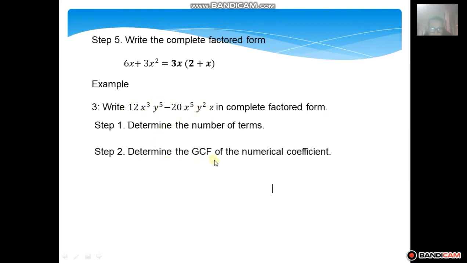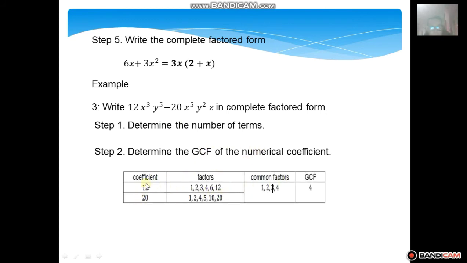Then determine the GCF of the numerical coefficients. These are the process. So these are the numerical coefficients 12 and 20. These are the factors of 12 and these are the factors of 20. So we determine the common factors. We have 1, 2, and 4. So 3 here is not included. Then we will select 4 because 4 is the greatest common factor. So this is now our GCF for the numerical coefficients 12 and 20.